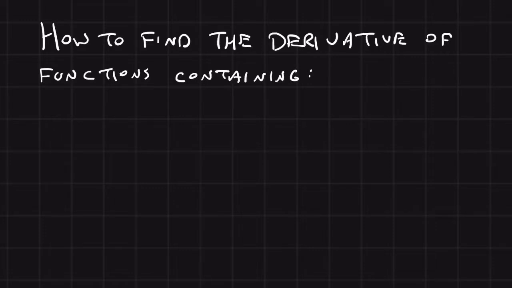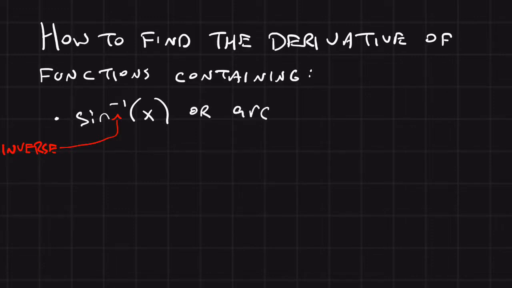So today we're focusing on how to find the derivative of functions that contain sine inverse of x. The -1 exponent means inverse. This is not the same thing as taking the reciprocal. An alternative way to write sine inverse of x is arcsine of x. By putting the arc in front of the sine, that means inverse.